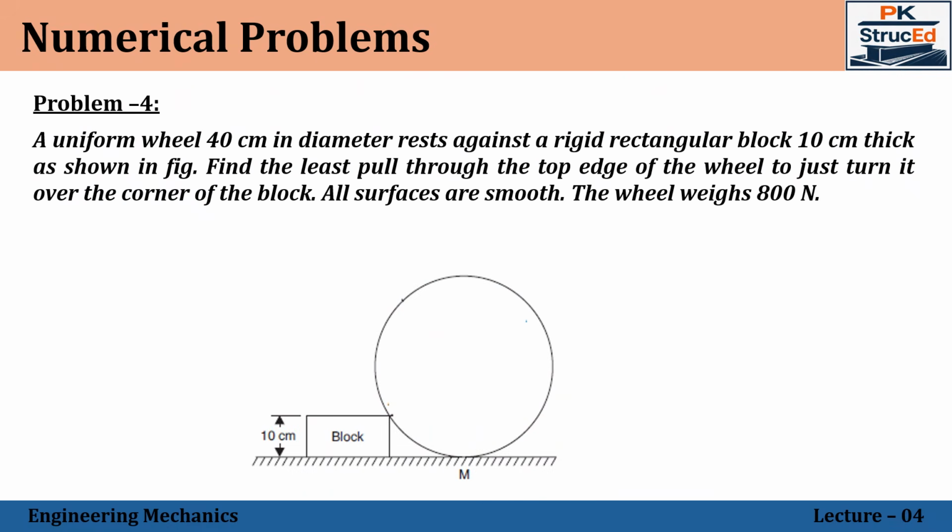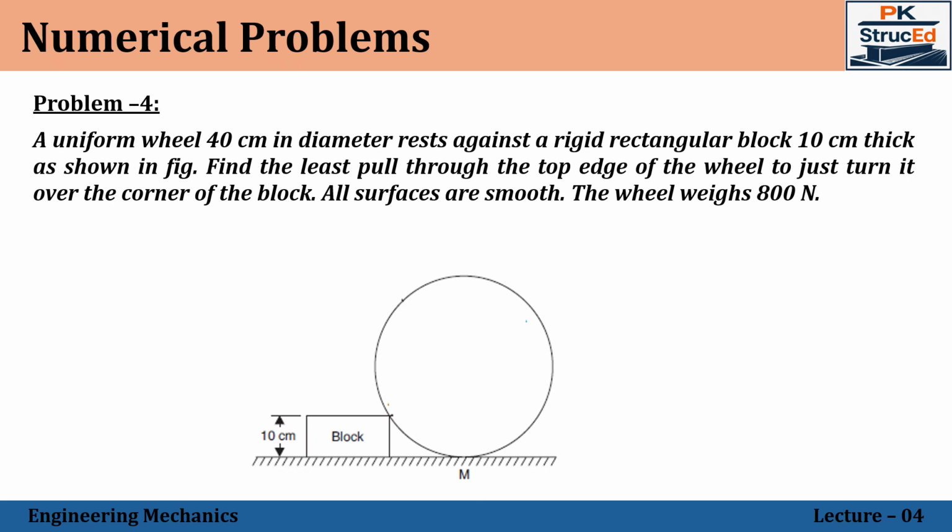So this is problem number 4. A uniform wheel 40 cm in diameter rests against a rigid rectangular block 10 cm thick as shown in figure. Find the least pull through the top edge of the wheel to just turn it over the corner of the block. All surfaces are smooth and the wheel weighs 800 Newton.